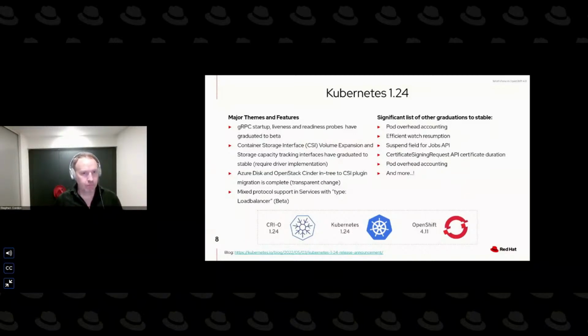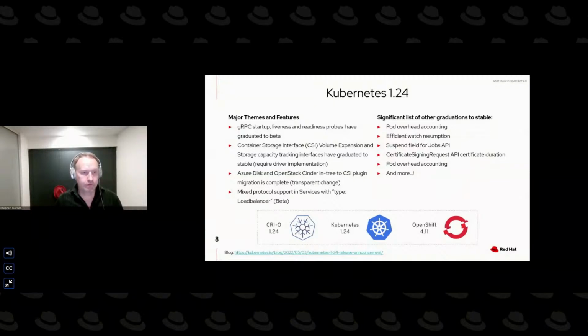Volume expansion allows you to expand PVs. Storage capacity tracking enables other features like storage capacity aware pod scheduling. These do require driver implementation, so there'll be more work on these in future releases, but having those interfaces there is an enabler for that to happen. The ongoing work to make the Kubernetes core smaller involves migrating in-tree CSI plugins to out-of-tree. And as part of that ongoing effort, the Azure Disk and OpenStack Cinder drivers have moved to out-of-tree. This is a change that should be transparent to our users.